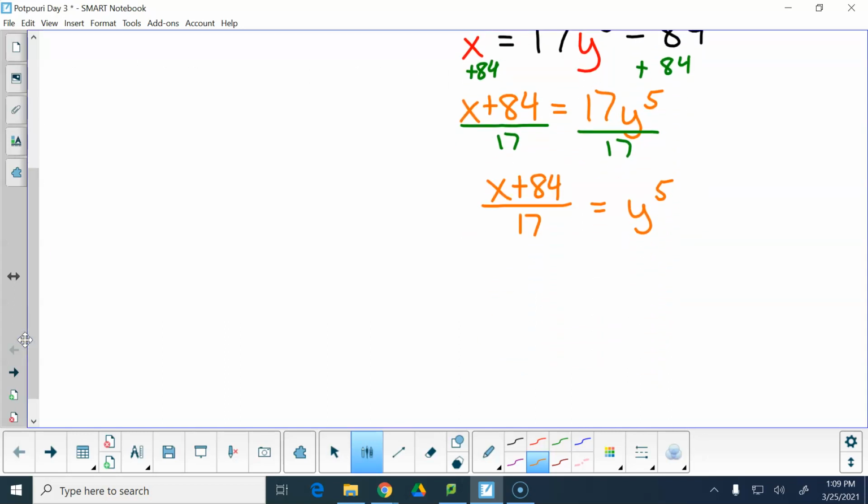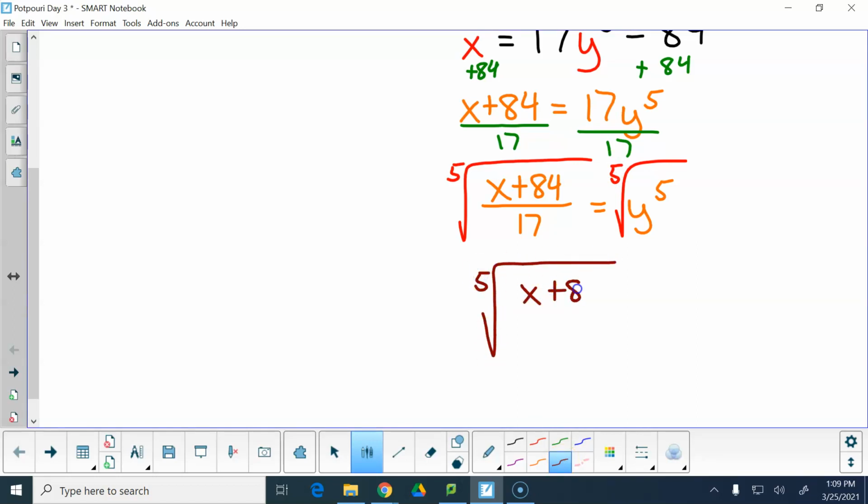Then what? Cube root of 5. So fifth root it? Yep, fifth root, both sides. Cube root, close enough. We get the idea. So that becomes the fifth root of the fraction x plus 84 divided by 17.